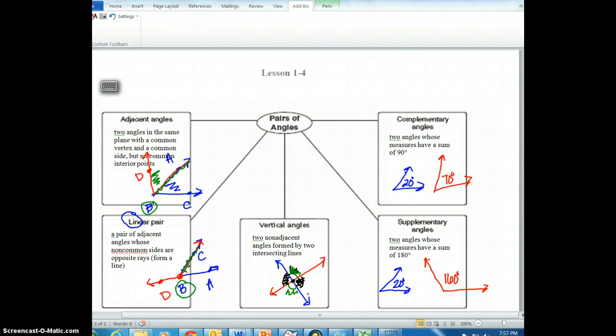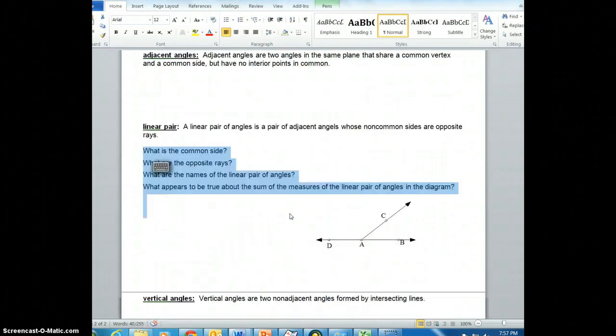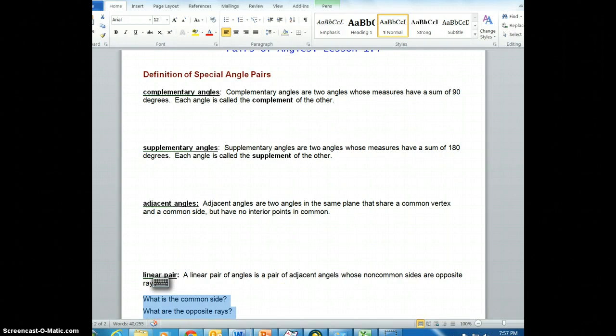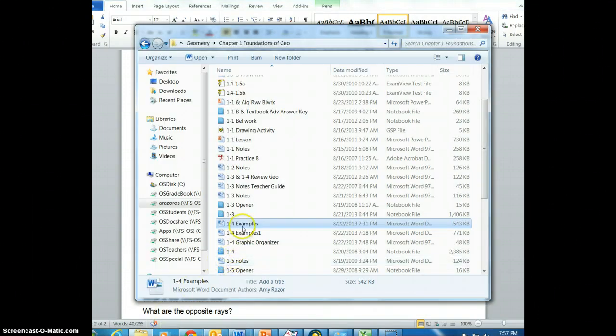So let's go over onto the back side of your note page and we'll do some examples. Back side of your note page looks like not that. Sorry guys, I didn't get it up. Hang on just a second.